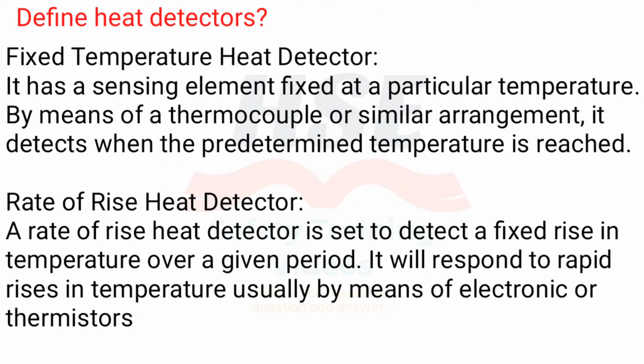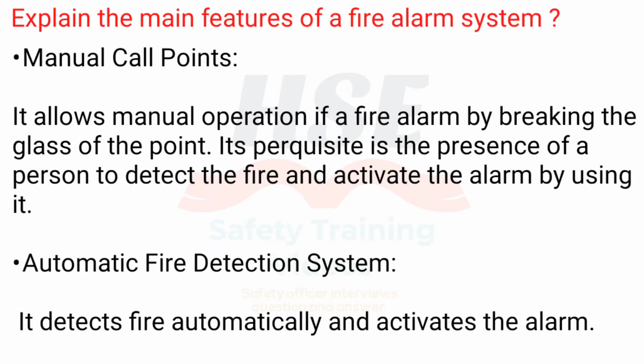Define heat detectors. Fixed temperature heat detector. It has a sensing element fixed at a particular temperature. By means of a thermocouple or similar arrangement, it detects when the predetermined temperature is reached. Rate of rise heat detector. A rate of rise heat detector is set to detect a fixed rise in temperature over a given period. It will respond to rapid rises in temperature, usually by means of electronics or thermistors.